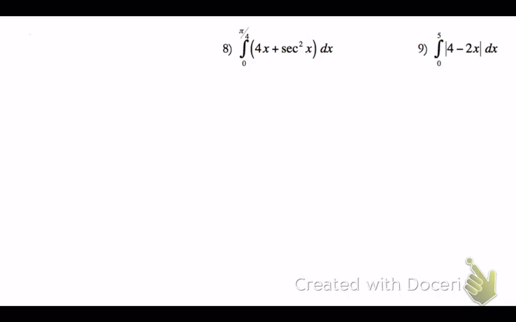And again, I think you guys know how to take the integral of this. So take the integral of 4x plus secant squared of x. If you don't remember your integral rules, go look in your notebook and find that paper I gave you.